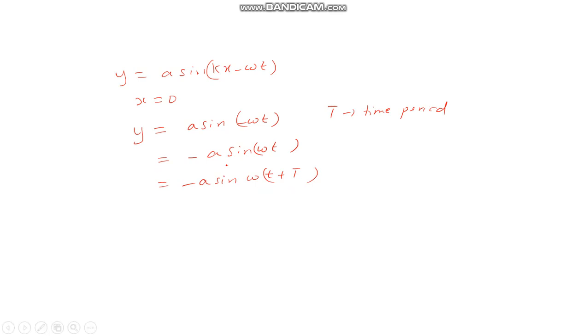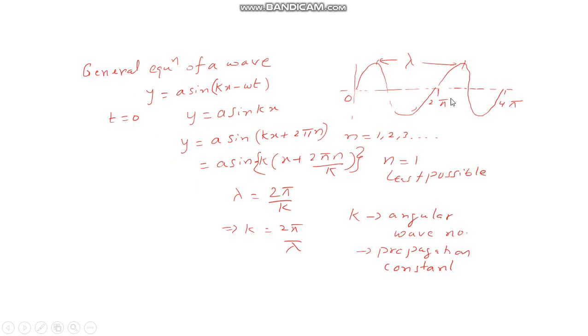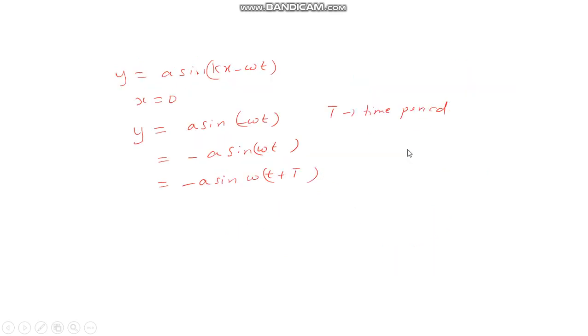Again the sine function is repeating. If you see in this equation, after one full cycle the function is repeating. So I can write this equation as omega into t plus capital T. Small t is a particular instant of time, capital T is constant, small t is varying. So this equation can be written like this also: minus a sine omega t plus omega capital T.